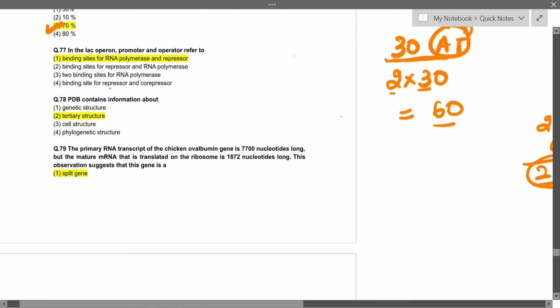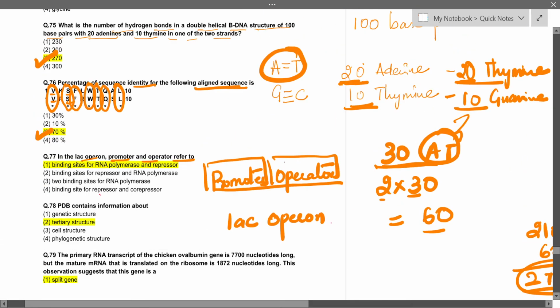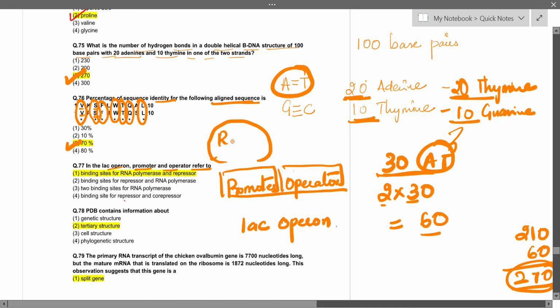Next, in the lac operon, promoter and operator refer to. So see, this is the lac operon. In the lac operon, we have promoter sequence and then we have operator sequence. So on the promoter sequence binds RNA polymerase, whereas on the operator sequence binds the repressor. So here the correct answer is binding sites for RNA polymerase and repressor.